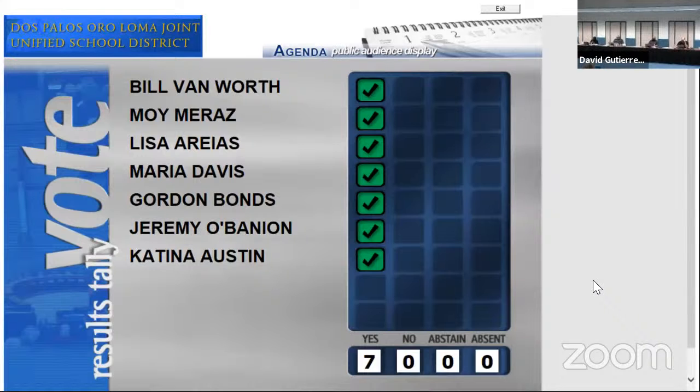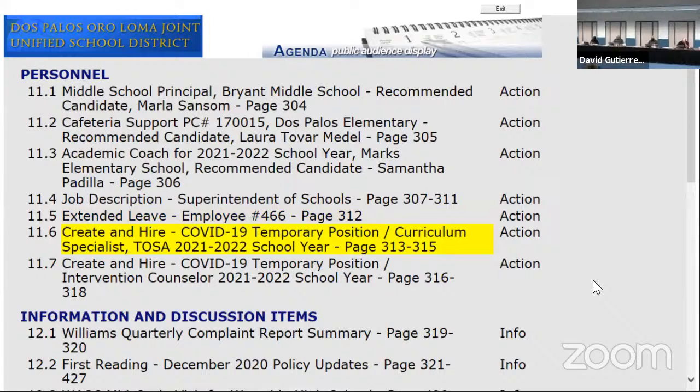It passes. 11.6, create and hire COVID-19 temporary position, curriculum specialist, TOSA, 2021-2022 school year. Is there a motion? So moved. By Mr. Merced, seconded by Mrs. Davis. Dr. Miller: So directly related to the pandemic, the TOSA is basically a teacher on special assignment, and this focus will be curriculum specialists. It's basically supporting the district in the area of curriculum instruction and just teaching. Thank you. Are there any questions? Call for the vote.